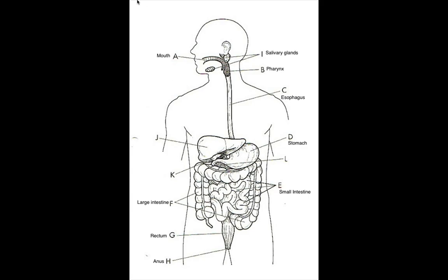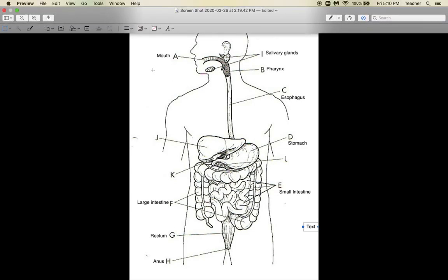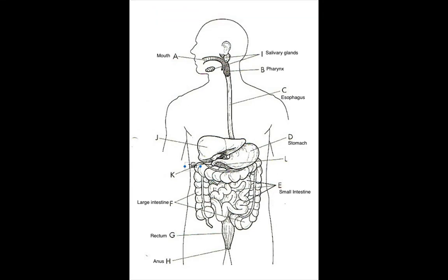J is going to be the liver, and I'm actually not going to cover the liver. I'm just going to tell you it's the liver. You learned a little bit about it, and next week we're going to cover the liver and the pancreas in more detail, so I am not worried about it.